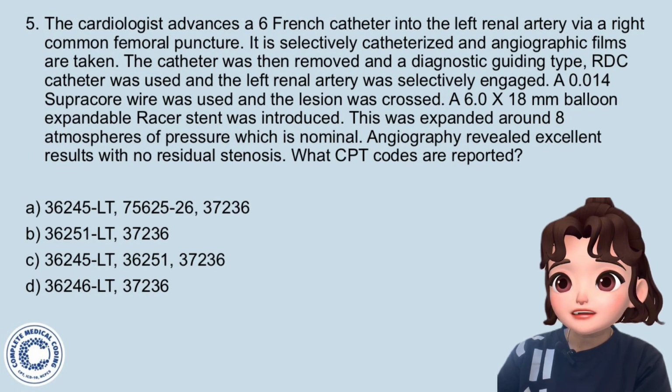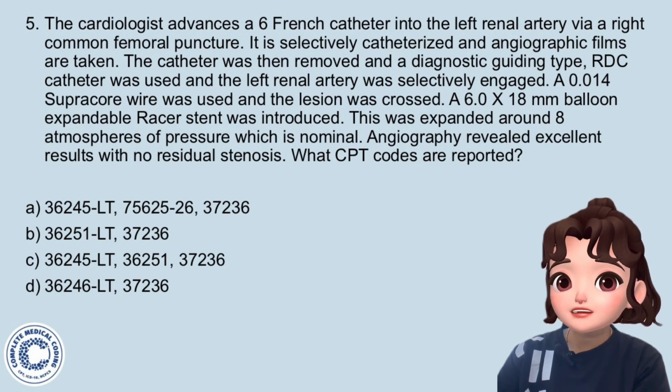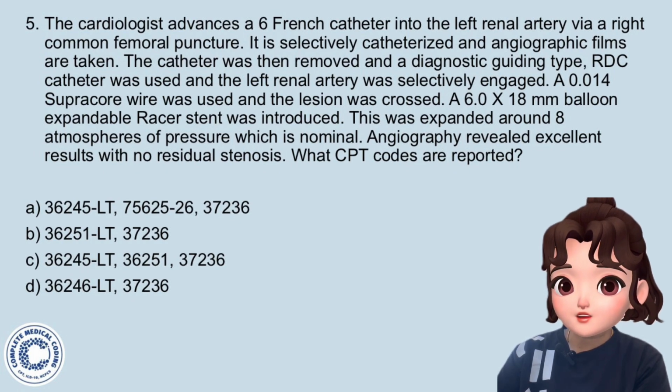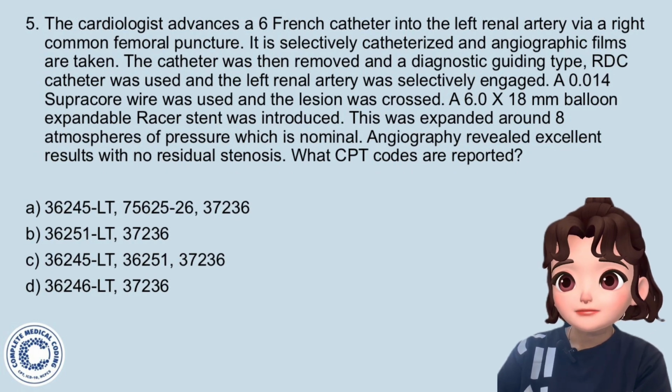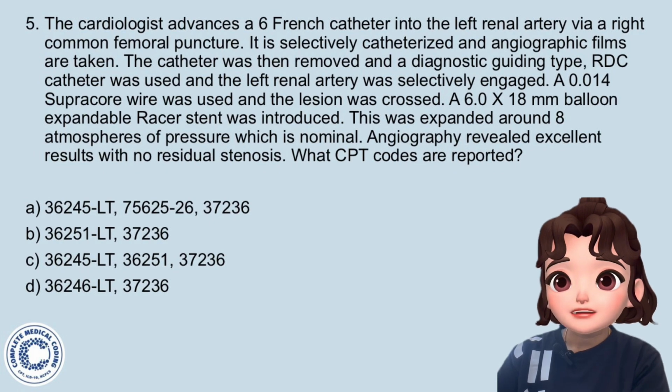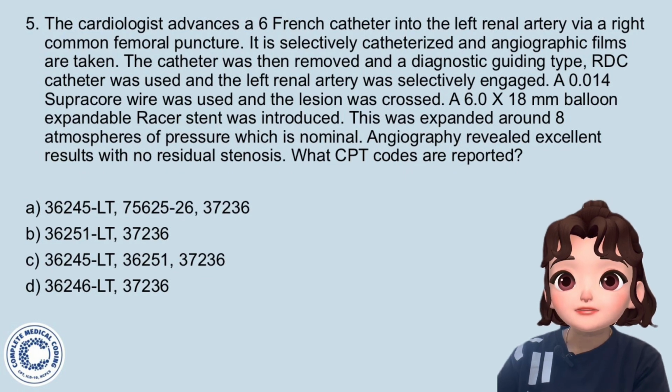A 6 by 18 mm balloon expandable razor stent was introduced. So a stent is also inserted. This was expanded around 8 atmospheres of pressure, which is nominal. Angiography revealed excellent results with no residual stenosis. What CPT codes are reported? So here a catheter is inserted into the left renal artery and then later a stent was also introduced. Anyway, let's move directly to the options.